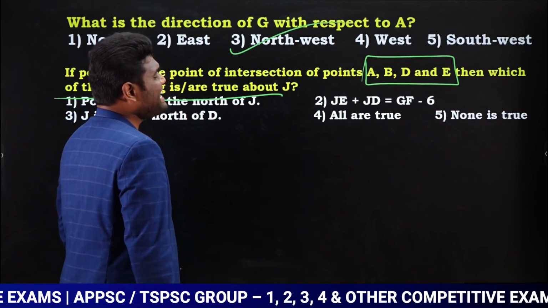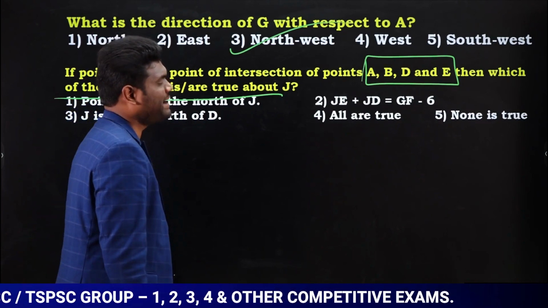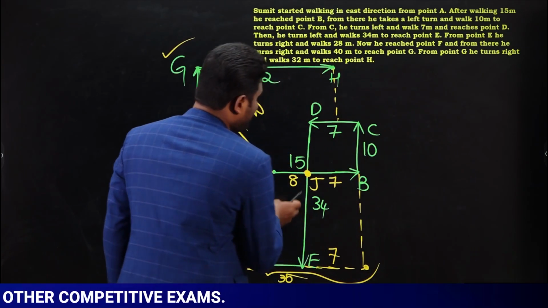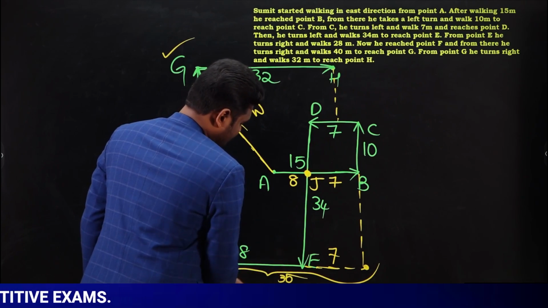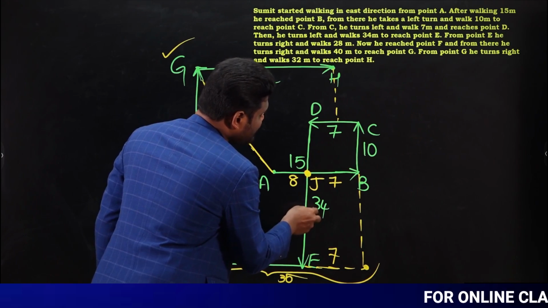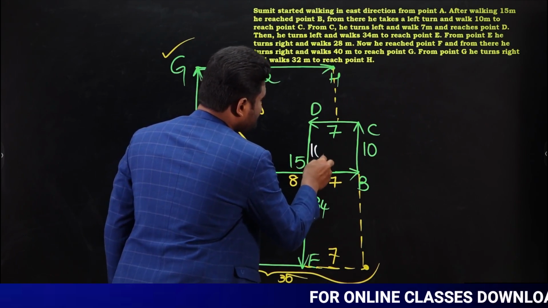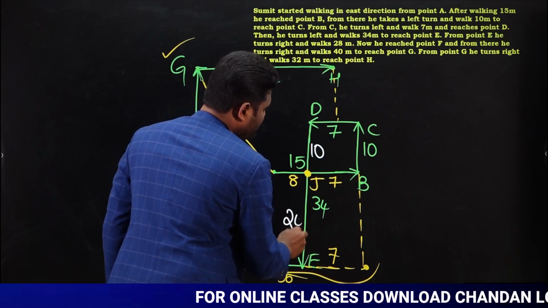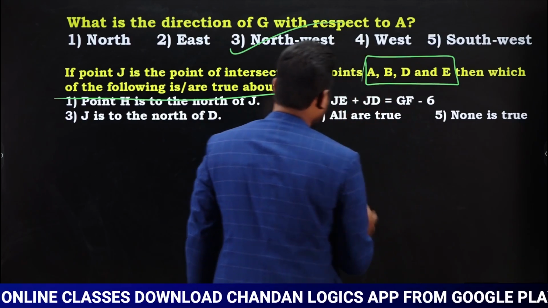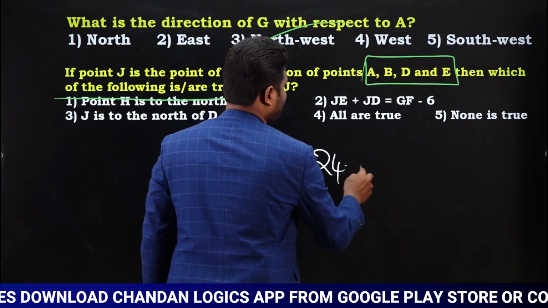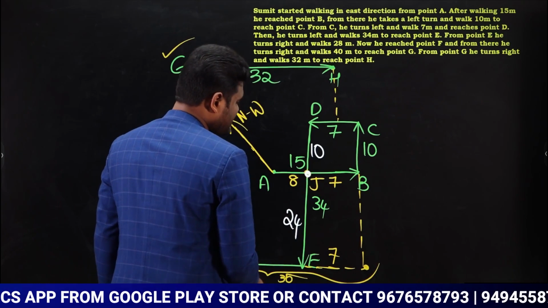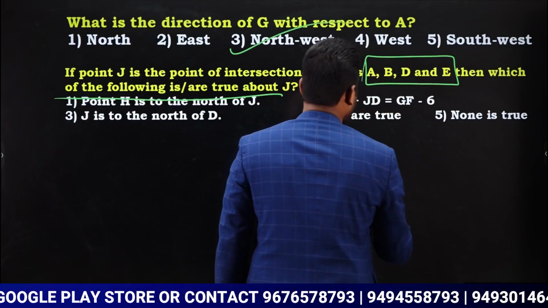Next one. JE plus JD equal to GF minus 6. Look at this. What is JE? JE means this is J, this is E. Observe here. This total is 34. Out of 34, this is 10. If this is 10, this is going to be 24, which means JE is 24. 24 plus. What about JD? JD is nothing but 10.